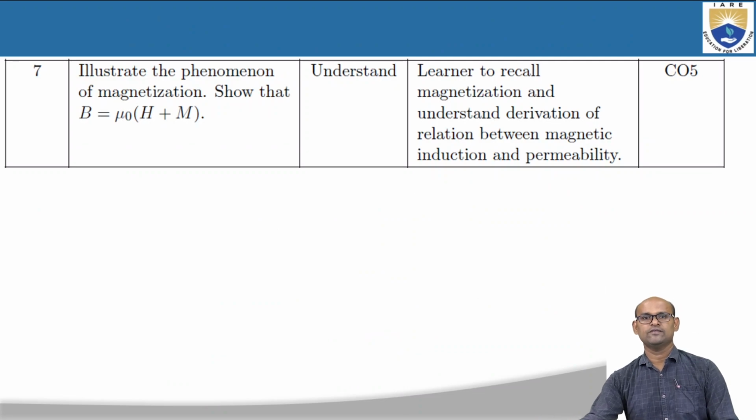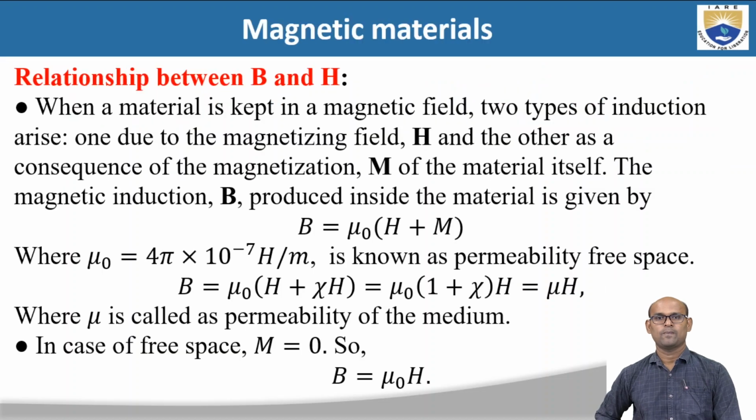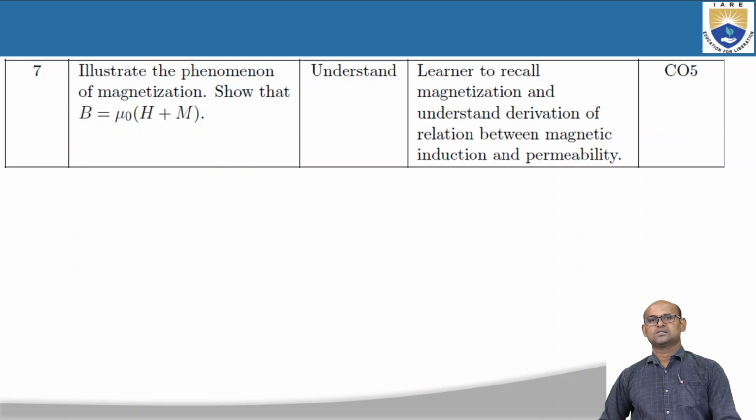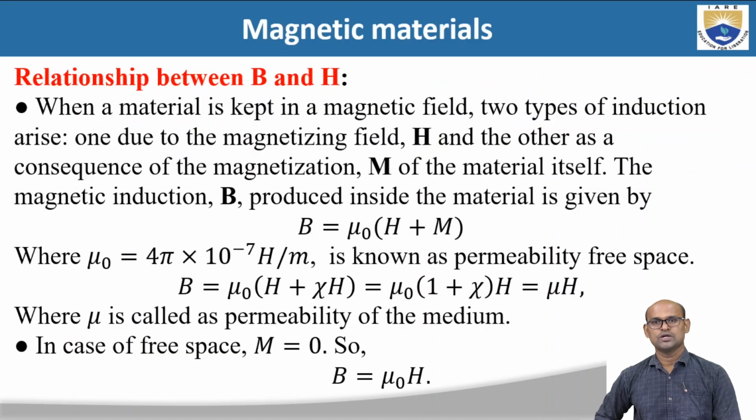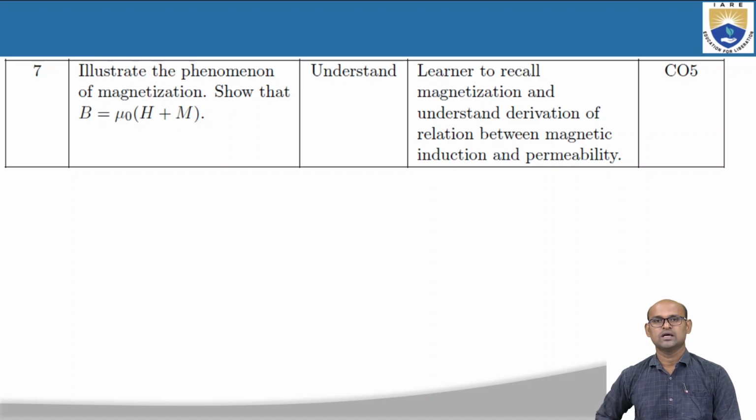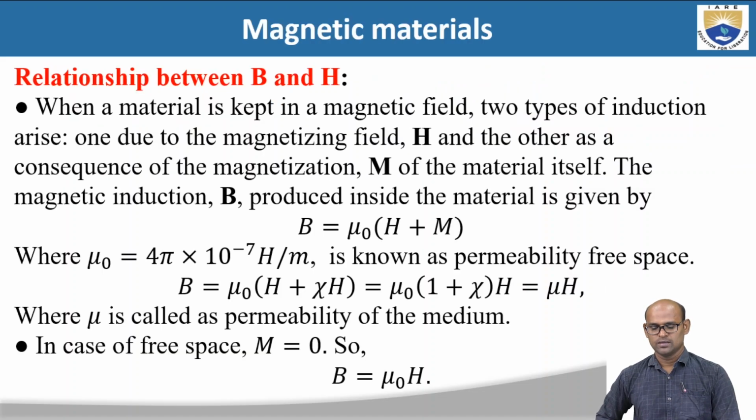Next question: illustrate the phenomenon of magnetization. Show that B is equal to mu naught into H plus M. Magnetization is the sum of all the magnetic moments of electrons in a material, and this magnetization is directly proportional to H, because whenever we apply a field, the magnetic material gets magnetized. The magnetization produced in a material comes from two parameters, so two types of induction arise when you keep the material in the magnetic field.